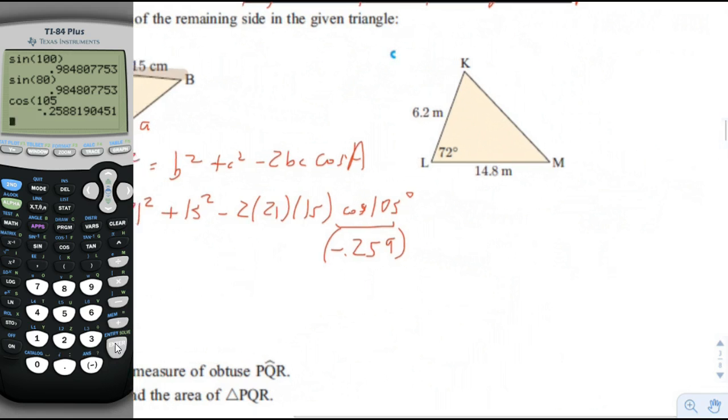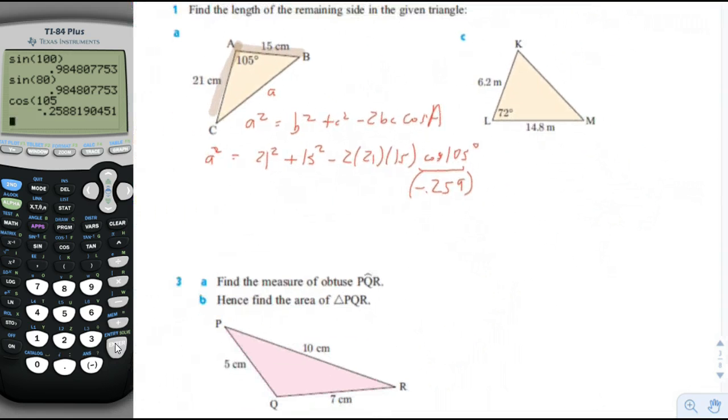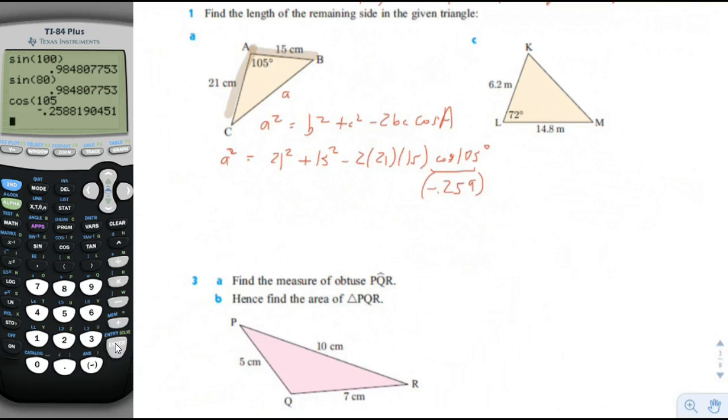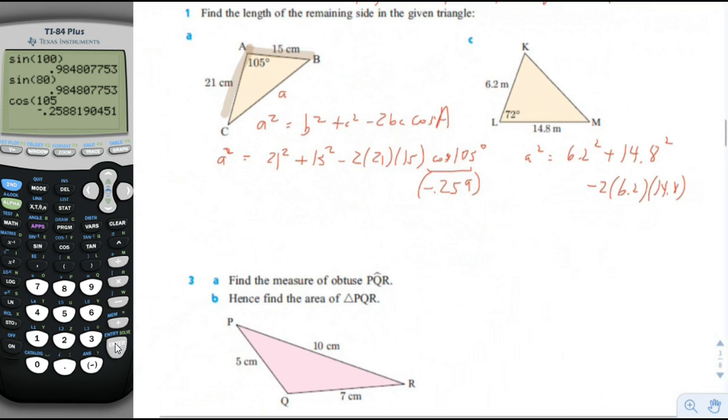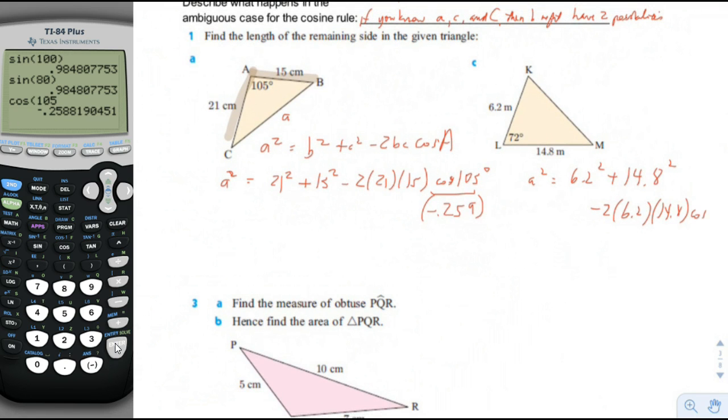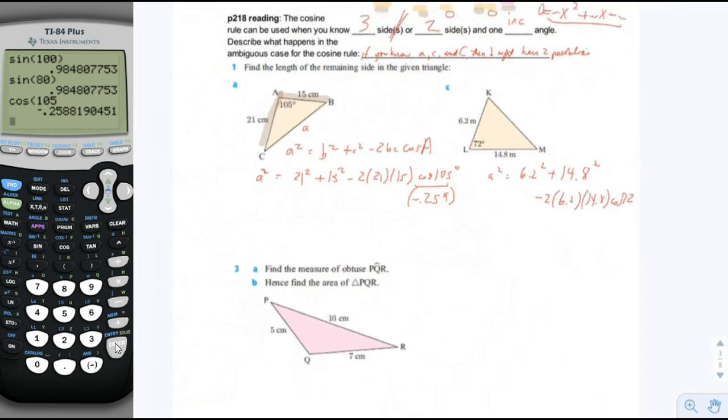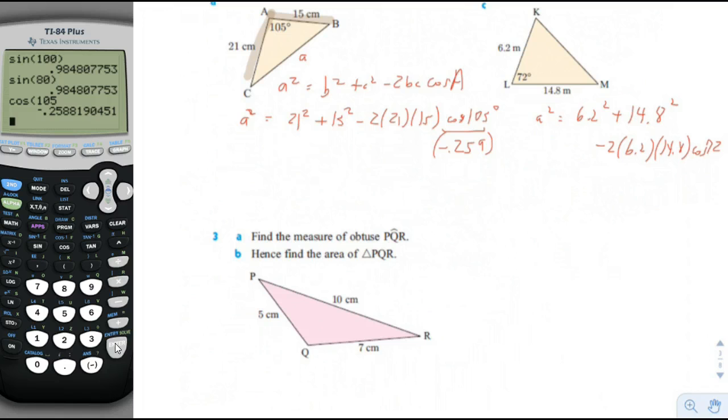All right, now this one is very similar. So we just put a squared equals 6.2 squared plus 14.8 squared minus 2 times 6.2 times 14.8 times the cosine of 72. And then you just multiply that out and take the square root, and that will be your value for A, which is this unknown side.